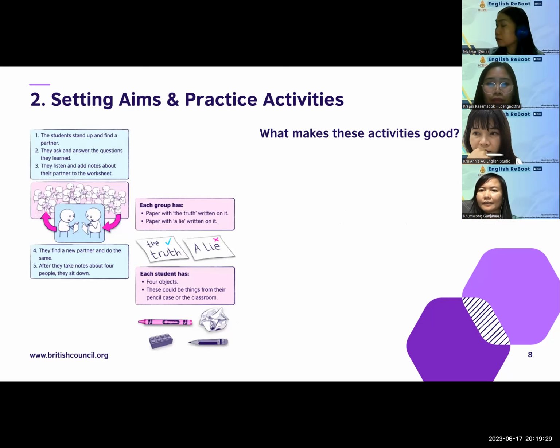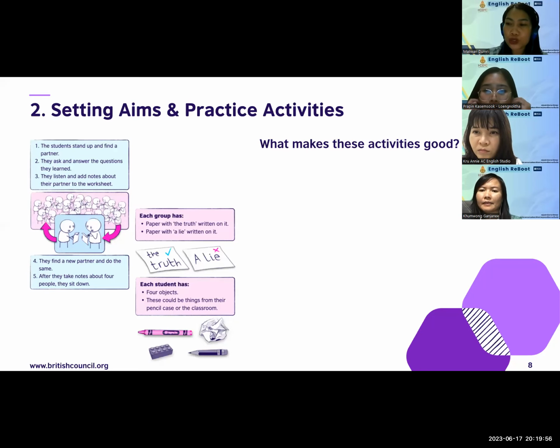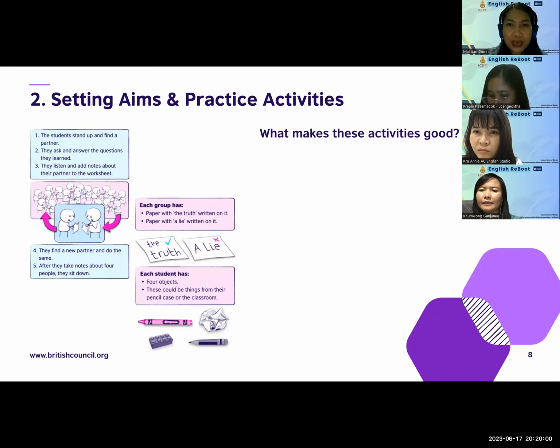Let's go with the next activity. What makes this activity good? Ajahn Mariwan, please. Truth and a lie and also mingle. I haven't implemented this activity, but I think it encourages the students to write something using past simple tense. It can help students practice the writing skill, and they can also ask and answer questions. So they can learn both writing and listening, and also how to ask and answer questions.